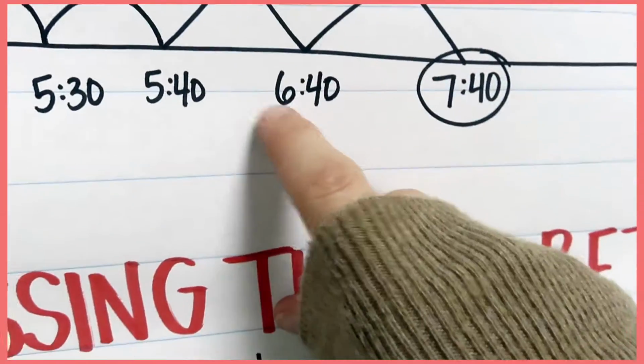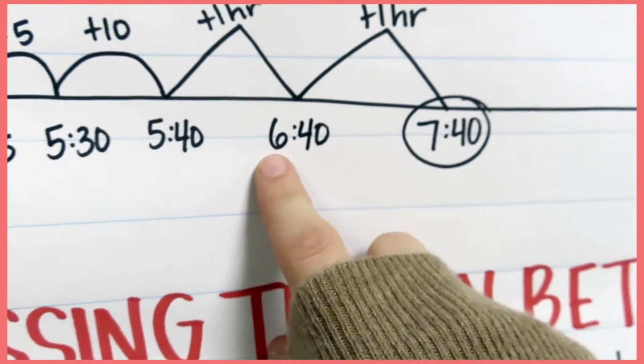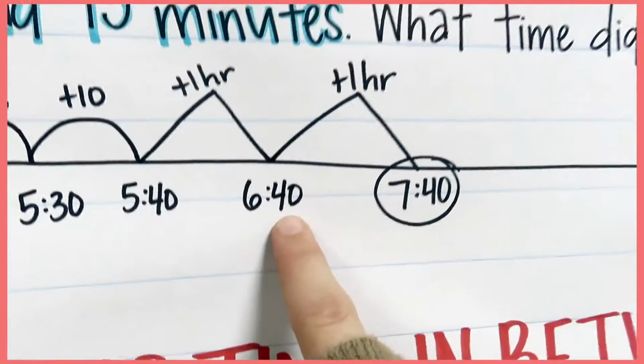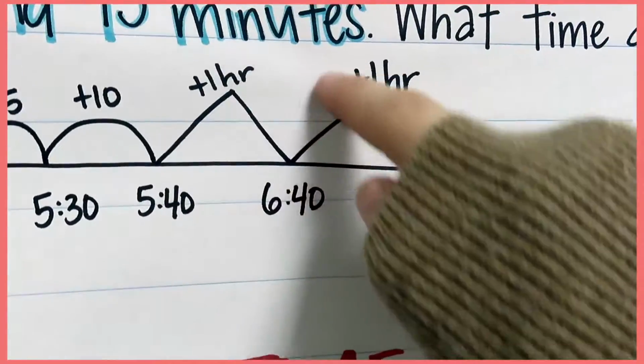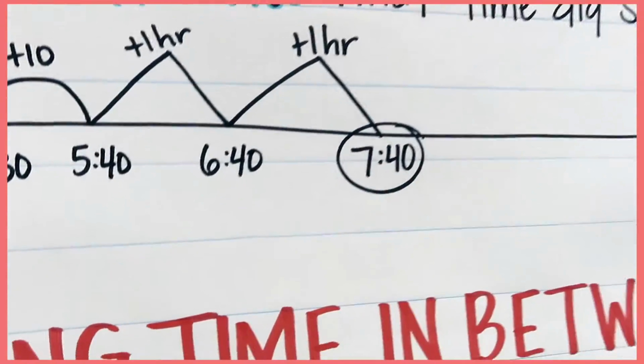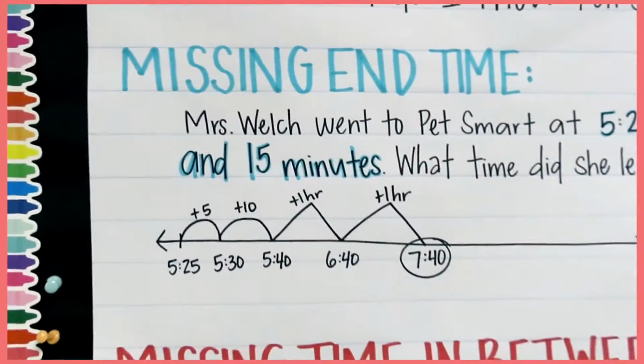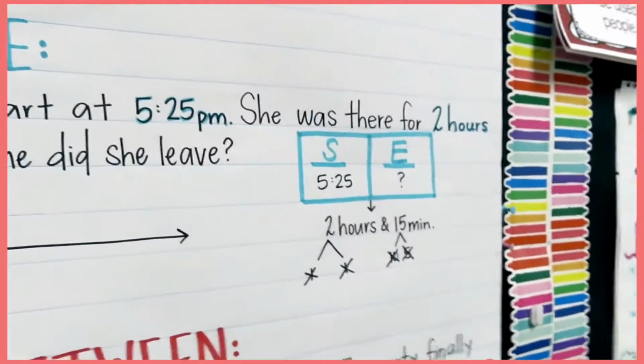So when they do this, I would normally have them underline the hour number so they know that that's the number that's changing and not the minutes, if that makes sense. So there's your 2 hours and then there's your end time. And my kids, no matter what, they always circle their end time. So that is how students determine the missing end time.